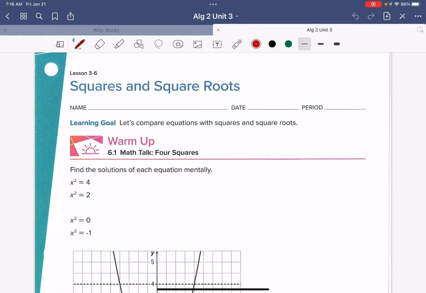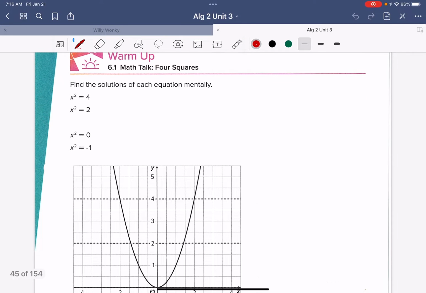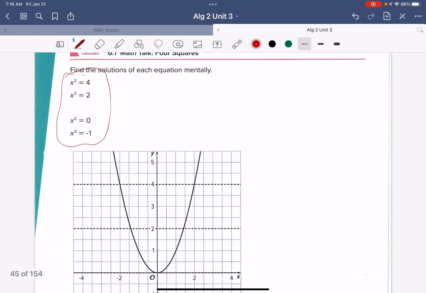Okay, welcome to Unit 3, Lesson 6, Squares and Square Roots. Here's the warm-up, and they give you these little equations right here. And you can see the answers to these equations in this picture down here. So you're supposed to make a connection between the two. So it says solve mentally.